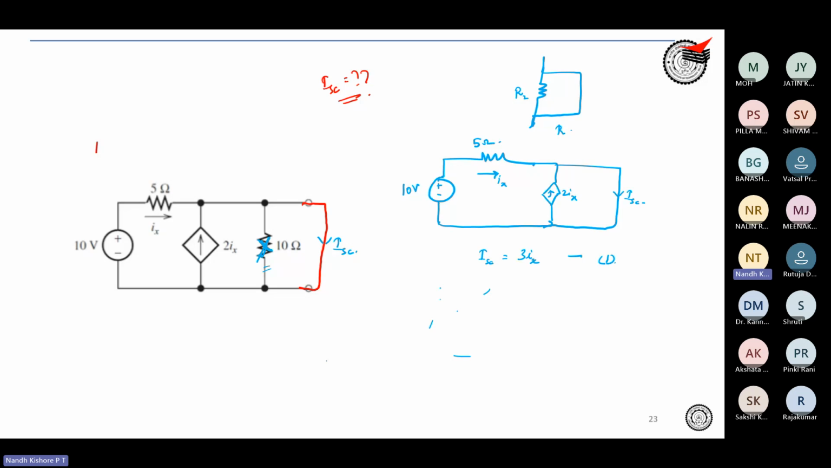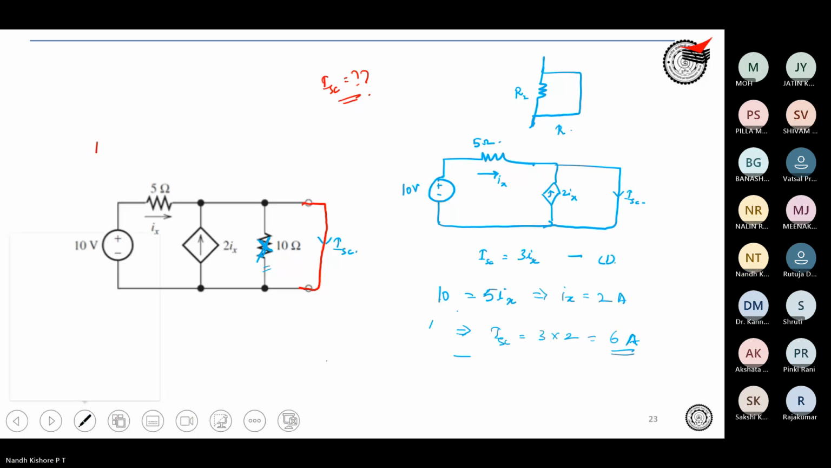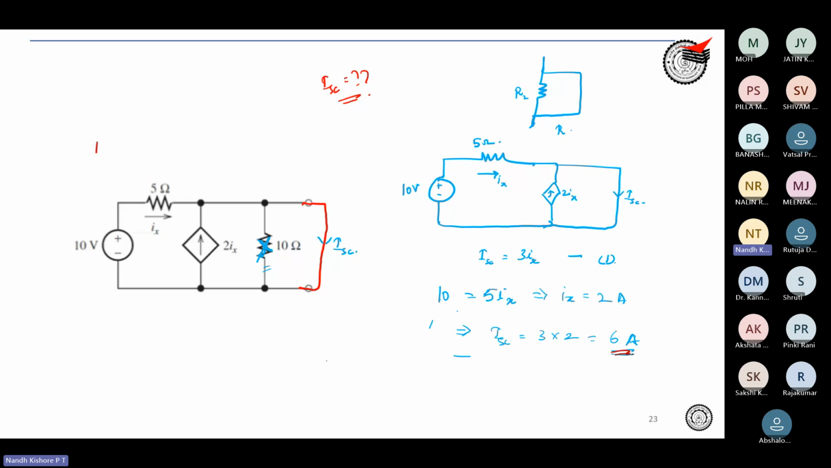What will you get? 10 is equal to 5Ix, and then there is nothing, right? So basically your Ix is equal to 2 amperes. Therefore, your ISC is equal to 3Ix, or 3 into 2, that is 6 amperes. This is your short circuit current. So your short circuit current is 6 amperes, right?